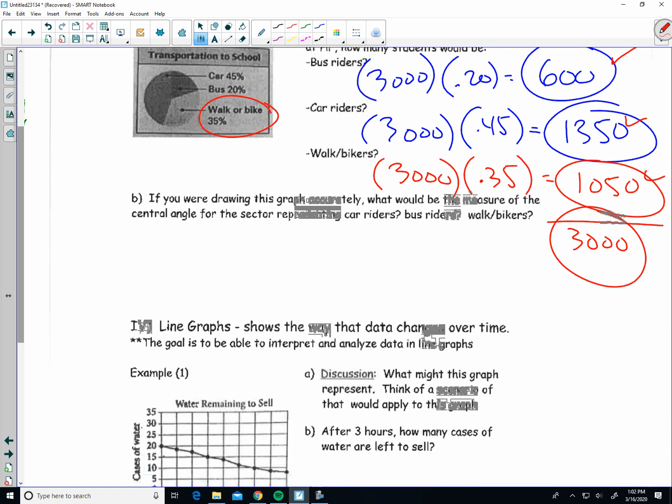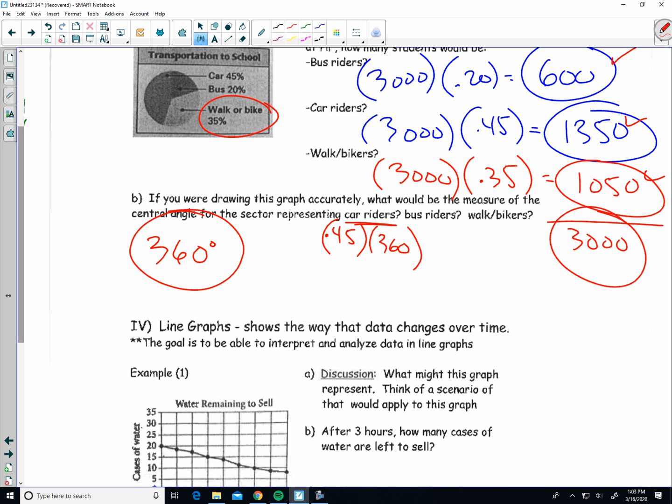And if we were going to make a drawing and we wanted to graph it accurately, what would the measures of each of these angles be for the car riders, the bus riders, and the walkers? So first thing we like to say in a circle, we have 360 degrees. So again, our car riders are representing 45% of that. So car riders would just be 0.45 of the 360 degrees in a circle, which would have a central angle, of course, of about 162 degrees.